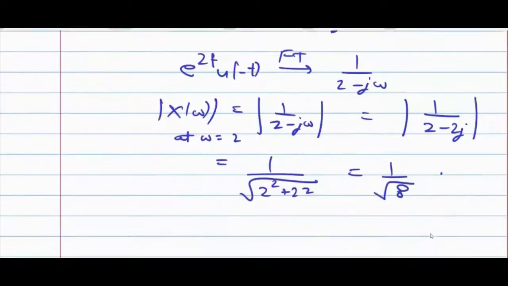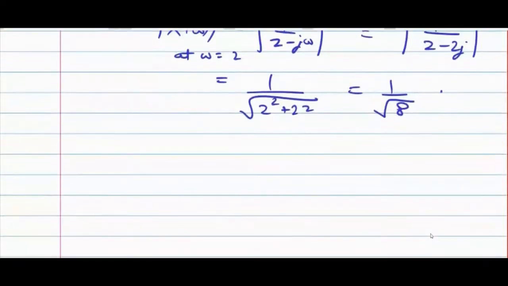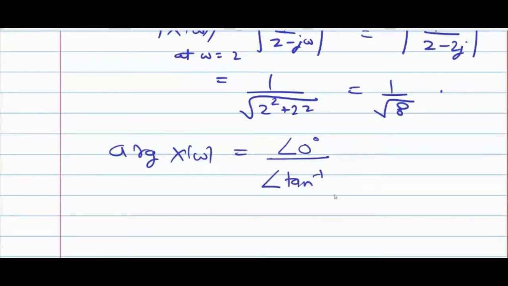Then phase spectrum. So argument of X of omega equal to numerator angle 0 degree, denominator angle tan inverse of minus 2 by 2. That means tan inverse of minus 1. So minus pi by 4. 0 minus angle pi by 4. When it goes in the numerator, it becomes plus pi by 4.